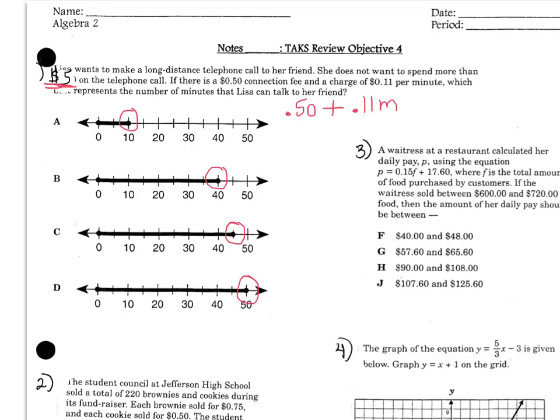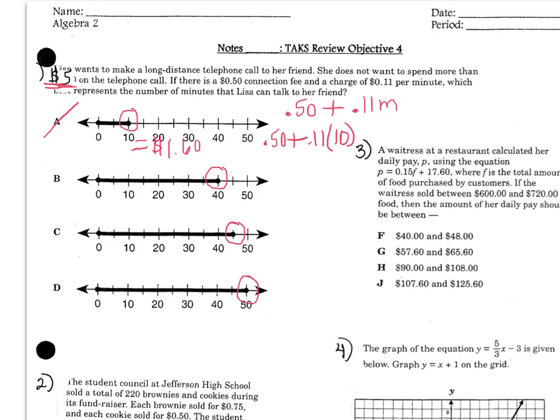Well, if you plug in a 10, that would be 50 cents plus 11 cents times 10. So let me write that down here. 50 cents plus 11 cents times 10. And if you use your calculator, that's going to give you $1.60. So for this amount right here, it's going to equal $1.60. Well, I would say that that's not very close to $5, so let's go ahead and eliminate that answer choice. And let's go to the next one.